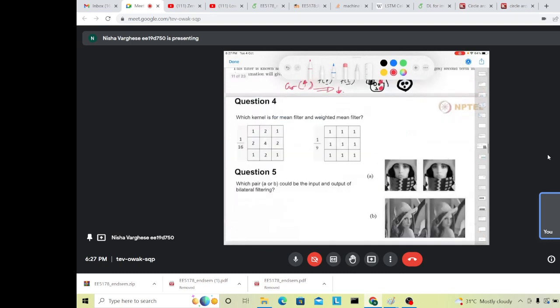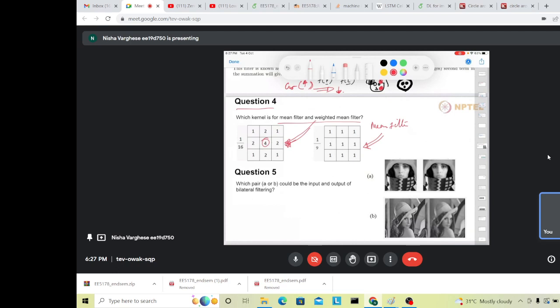So one question is here. Question 4. Which kernel is for the mean filter and weighted mean filter? So the mean filter kernel is simple, the mean of the pixels will be given to the center pixel. So it is the mean filter and this is the weighted mean filter. The center pixel will have more weightage here if you are multiplying this with 4.